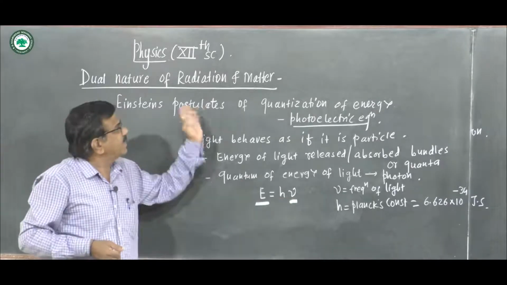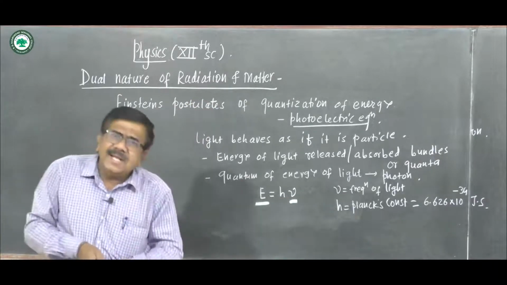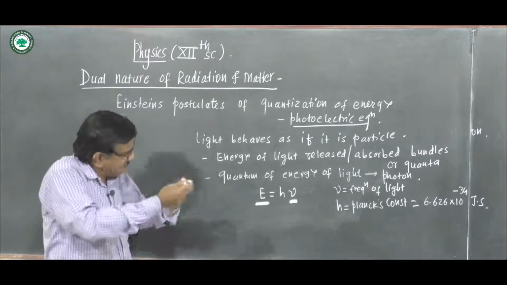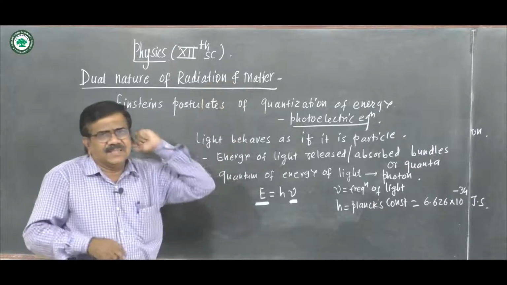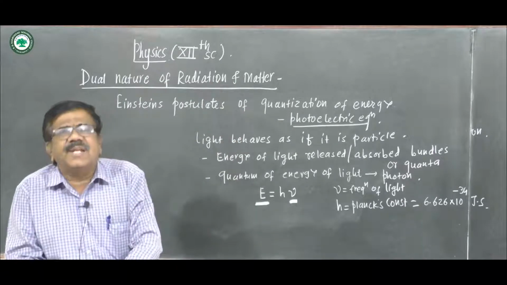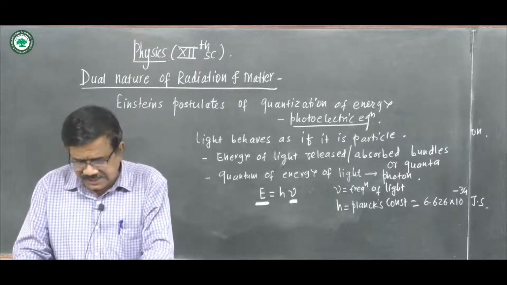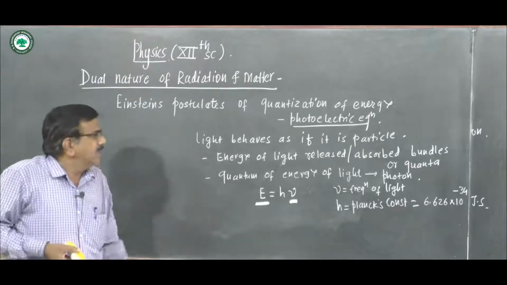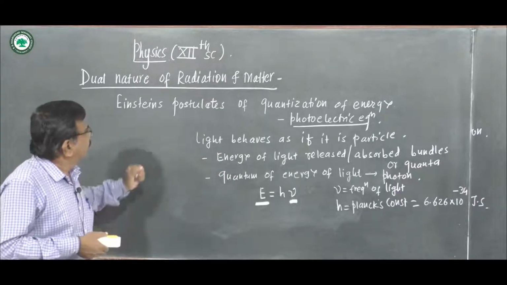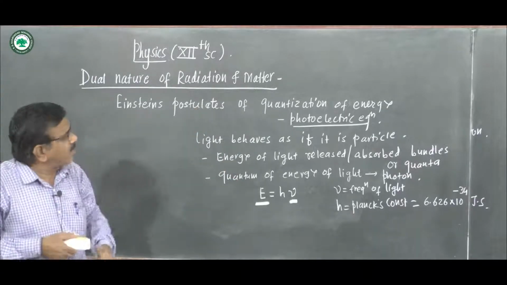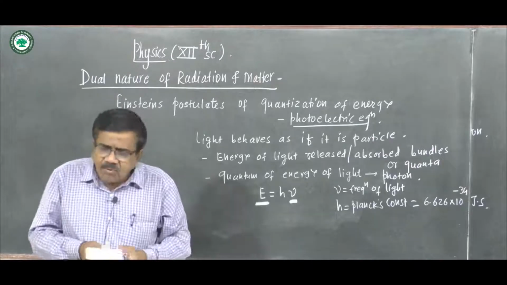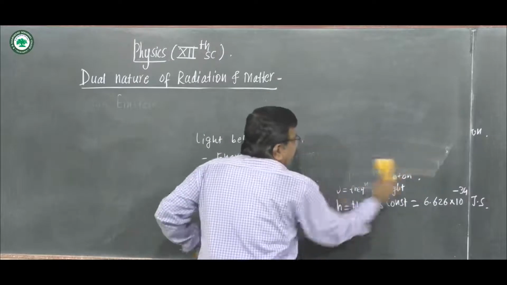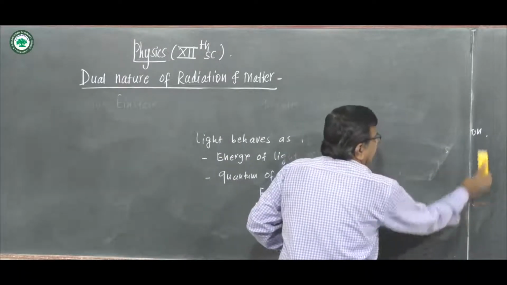So this relation is Einstein's relation, and the photon moves through space with the speed of light. We know the speed of light is very high. The photon moves through space with a very high speed, that is 3 into 10 raised to 8 meter per second. So this is Einstein's postulate about the quantization of energy. And now we see Einstein's photoelectric equation. This equation is very important in this chapter.